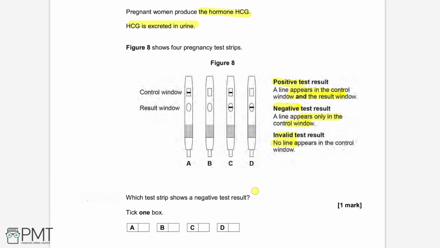Well, the first part of the question asks us which test strip shows a negative test result. Now, from the descriptions that we've just read, we know that a negative test result is when a line appears in the control window only. So looking across the control window of all of them, we can see that only 2 have a line in them. And of these, only A has a line in the control window only. So this is our answer.